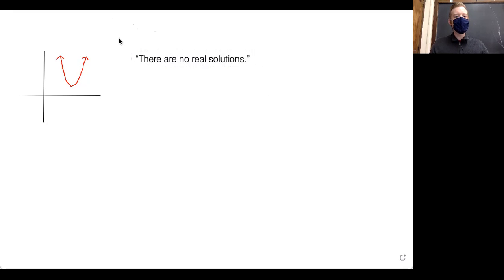And I'm going to emphasize the word real here. Because when we are working with numbers as you have worked with them before, those are what are called real numbers. However, they are not the only type of numbers that exist. There are also imaginary and complex numbers. I'm hoping we're going to have time to get into that. But there are solutions to this. There are places where this parabola crosses the x-axis, but they are not real numbers.